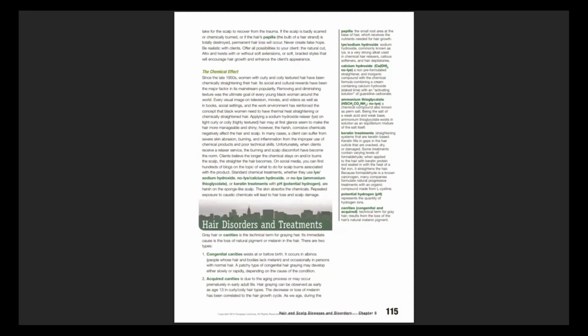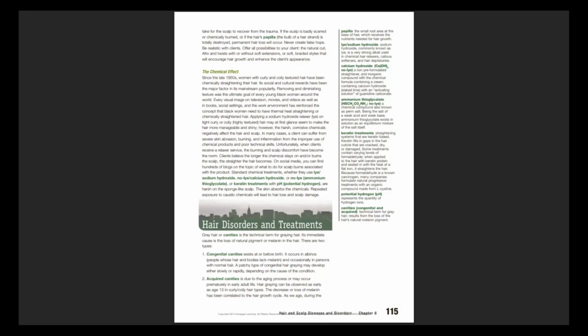Gray hair, hair disorders, and treatments. Gray hair, or canities, is the technical term for graying hair. Its immediate cause is the loss of natural pigment or melanin in the hair. There are two types. Congenital canities exists at or before birth.